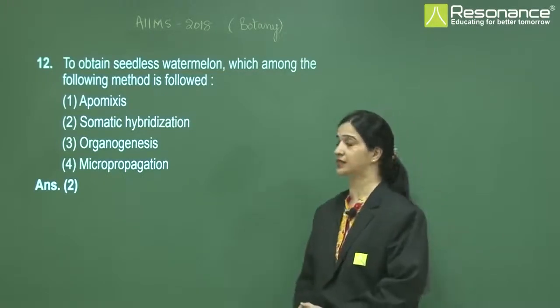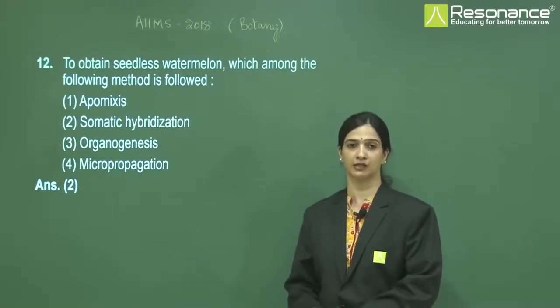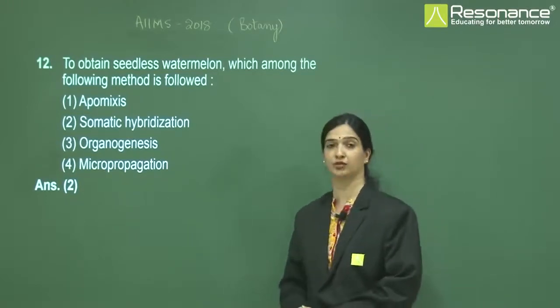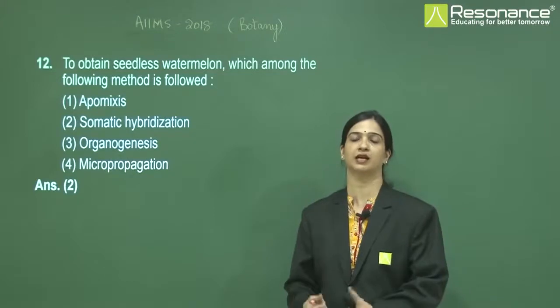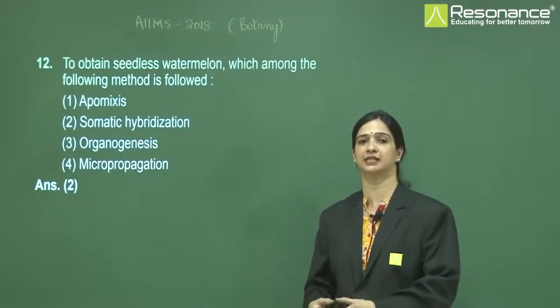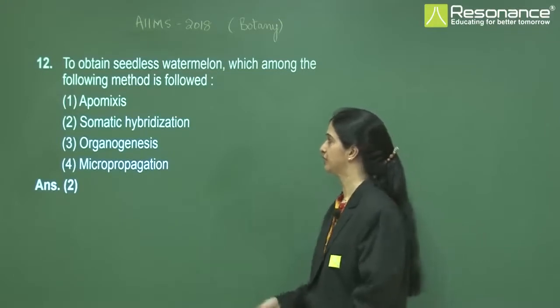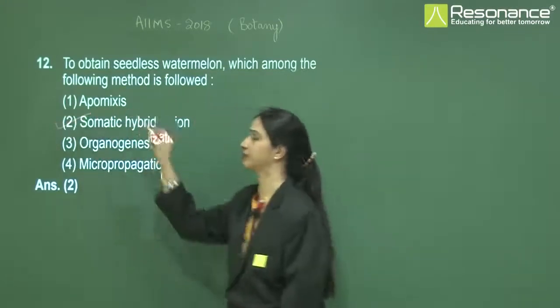Third is organogenesis, formation and development of the organs in the plant through tissue culture. And fourth is micropropagation. Micropropagation is production of the large number of plants which are similar genetically to the parent plant. So in this case, the correct option will be second, somatic hybridization.